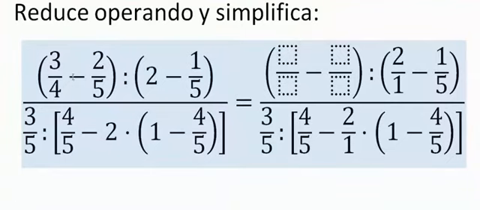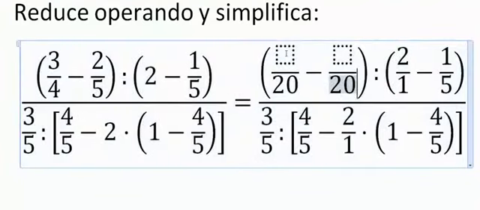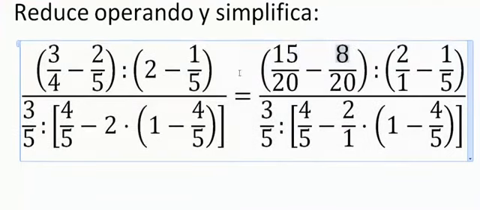Okay, great. Now we need to find the common denominator of 4 and 5, which is 20. For the first number, we find the numerator by dividing 20 by 4 times 3, which is 15. Then we do the same operation for the second number. 20 divided by 5 times 2 is 8.